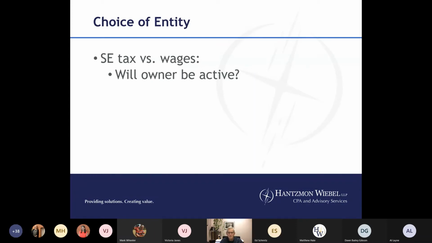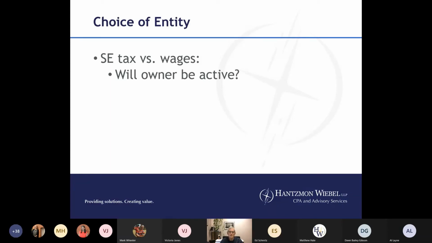For example, in an LLC taxed as a partnership, if I'm an investor but I am not active in management and I don't work for the entity, then I don't have an SE tax problem. Whereas if I am active, then probably all of the income from an LLC as a partnership is going to be subject to self-employment tax.